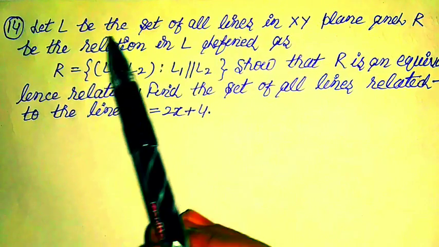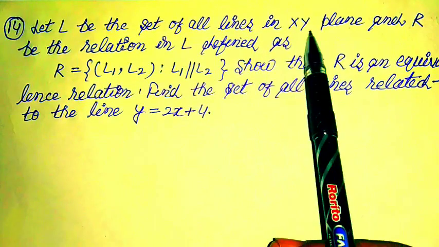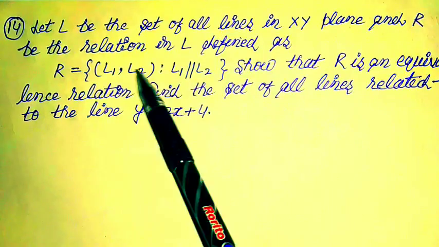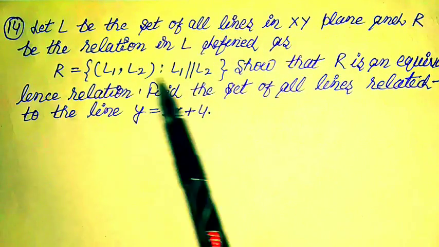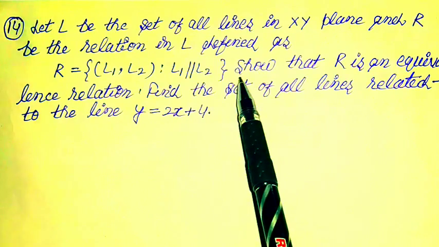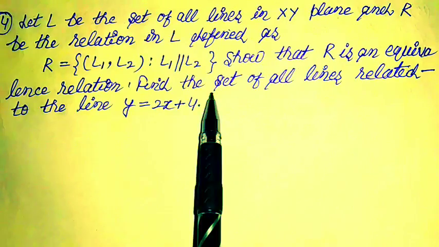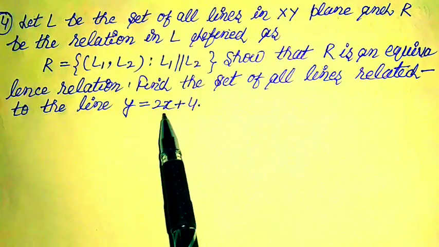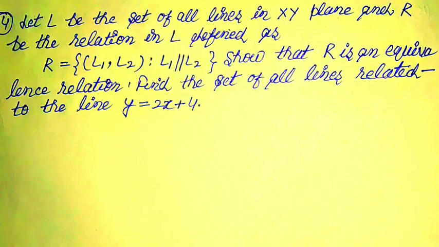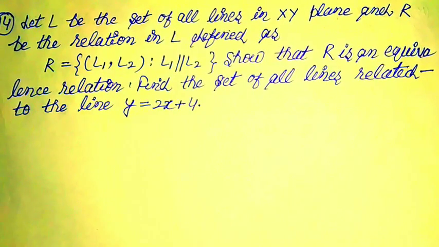First, let L be the set of all lines in the xy plane and R be the relation in L defined as L1 is parallel to L2. Show that R is an equivalence relation. Find the set of all lines related to the line y equals 2x plus 4. So first we need to prove that R is an equivalence relation. In order to do that, we will have to show that R is reflexive, symmetric and transitive.